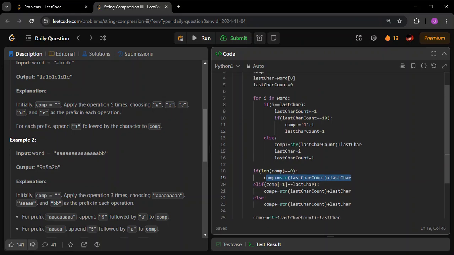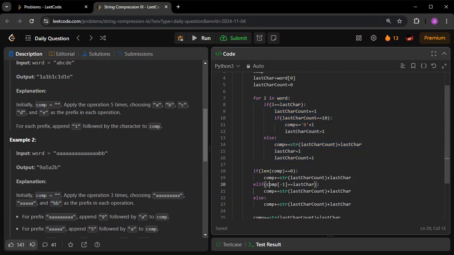Because remember, whenever it is crossing 10, I've already made the entries. By the time we come out of this loop, just keep this in your mind: whenever you come out of this loop, the last character count will be a single digit only. It cannot be two digits, because whenever it becomes two digits, we are already taking care of that. Everything is already written.